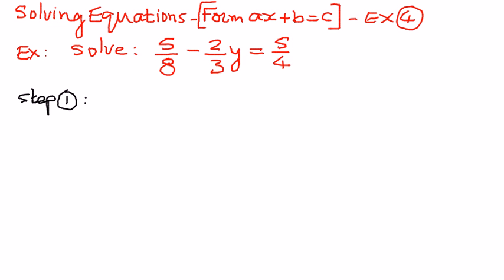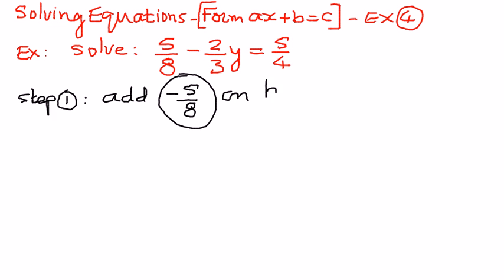Step number 1. We want to isolate the y term on the left hand side of the equation. So we want to get rid of the fraction 5 over 8 on the left hand side. Therefore we're going to add negative 5 over 8 on both sides of the equation. That is our step number 1. I'm going to put a circle around it. We're going to use the addition rule and add negative 5 over 8 to both sides.